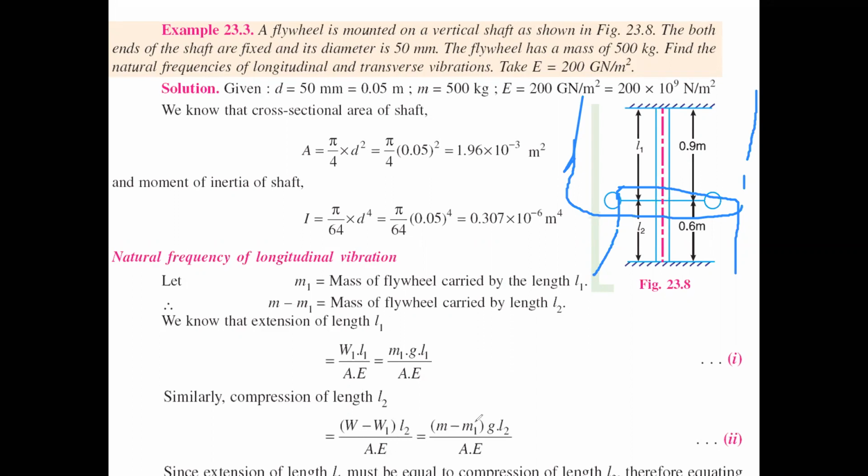W minus W1 is also written as (M minus M1) into G into L2 by AE. This is taken as equation number 2.